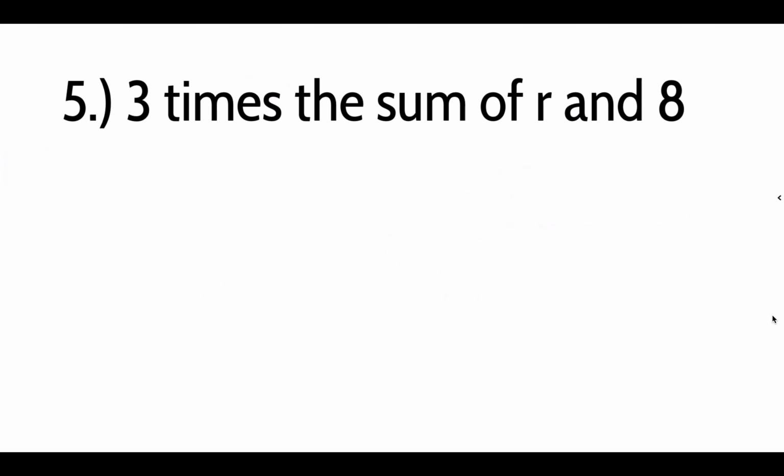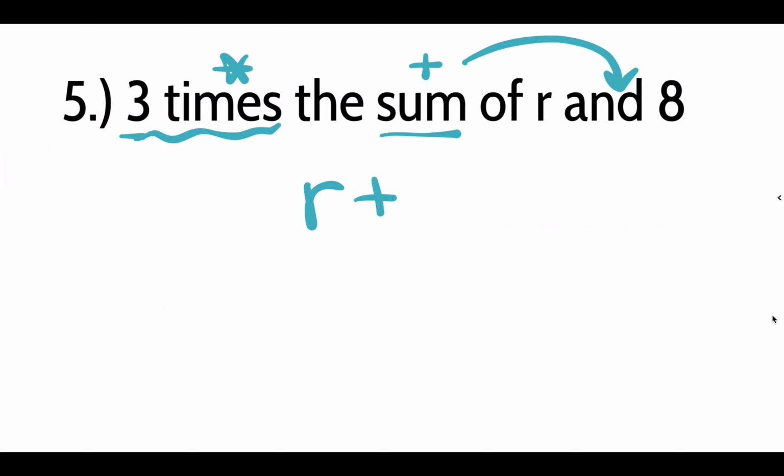3 times the sum of r and 8. So 3 is multiplying the sum of r and 8. Sum means add, and you put the add where the "and" is. So r plus 8 is our sum, and the whole thing is being multiplied by 3.